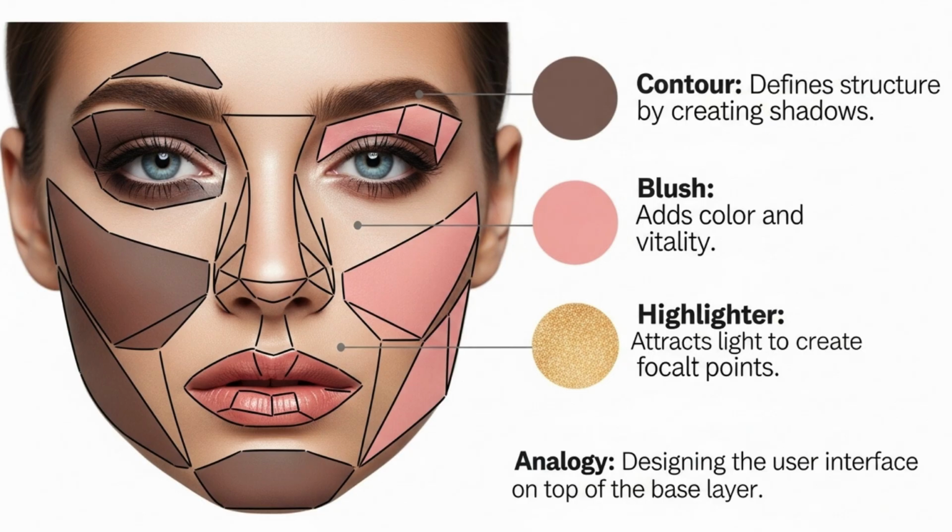A flat canvas is functional but lacks dimension. This is where we apply UI/UX principles. Contour, which is a darker shade, is used to create shadows and define the architecture of your face, like a wireframe. Blush adds a healthy color, improving user engagement. Highlighter, a light-reflecting product, is placed on the high points of the face to draw attention and create a focal point, guiding the user's eye.